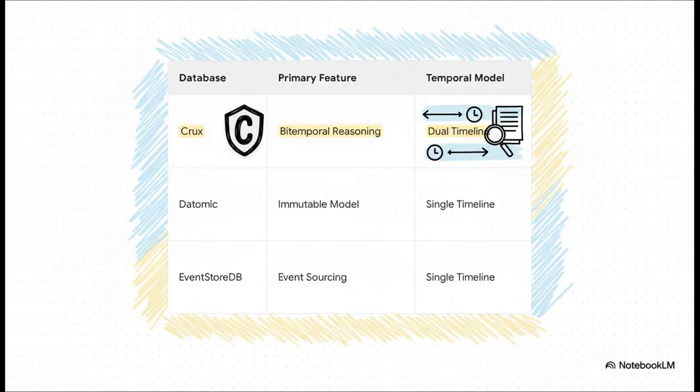Now, Crux doesn't exist in a vacuum, right? Let's see where it fits. You've got other amazing databases that handle time, like Datomic with its immutable model or EventStoreDB for pure event sourcing. They're great, but the real differentiator, the thing that makes Crux special, is that explicit dual timeline. It was built from day one for true bitemporal reasoning, in a way these other systems just weren't.